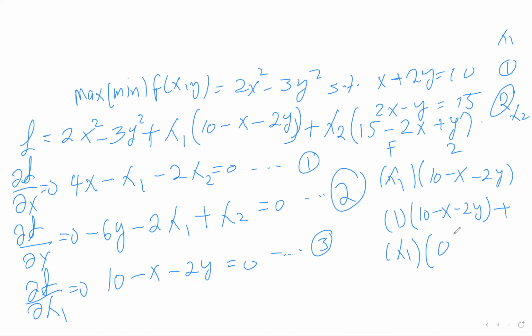There is no lambda, so that becomes 0. So 0 times lambda 1, this whole term becomes 0. So what we are left with is 1 times 10 minus x minus 2y, and this is how we have this one. And now, again, we can take the derivative of the Lagrangian with respect to lambda 2. Again, as I showed you before, that becomes 15, which is the constraint that we have, equal to 0, and that's equation number 4.